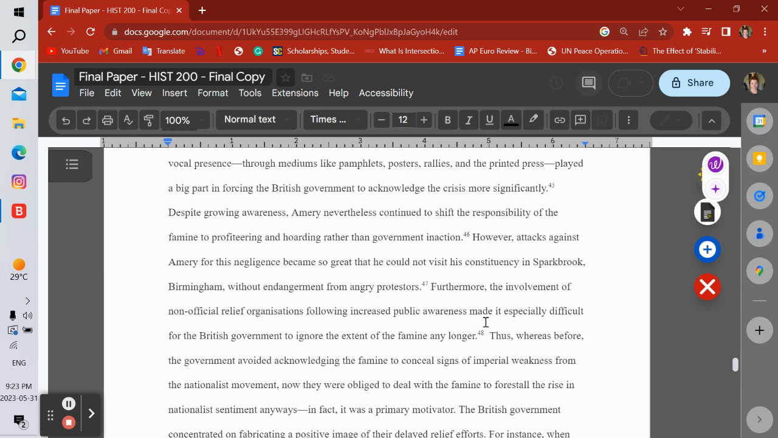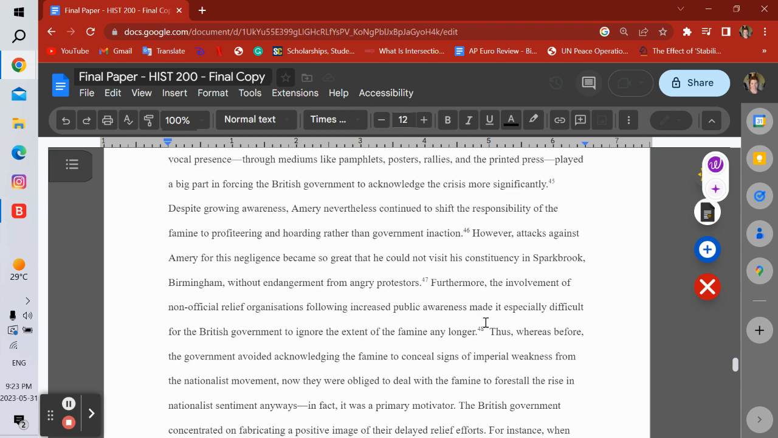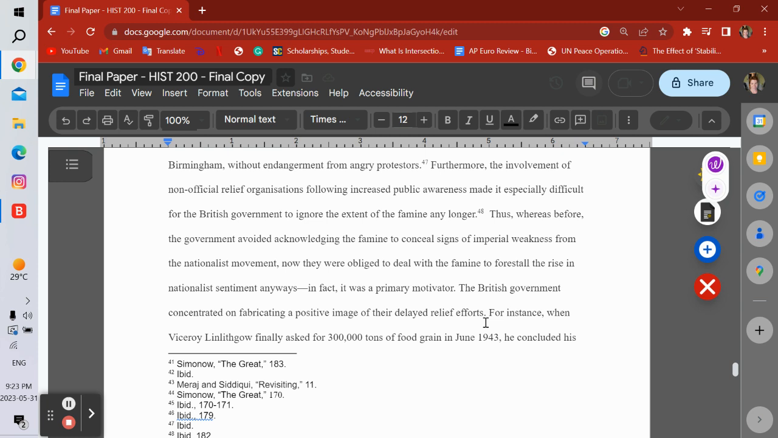Furthermore, the involvement of non-official relief organizations, following increased public awareness, made it especially difficult for the British government to ignore the extent of the famine any longer. Thus, whereas before the government avoided acknowledging the famine to conceal signs of imperial weakness from the nationalist movement, now they were obliged to deal with the famine to forestall the rise in nationalist sentiment anyways. In fact, it was a primary motivator. The British government concentrated on fabricating a positive image of their delayed relief efforts.